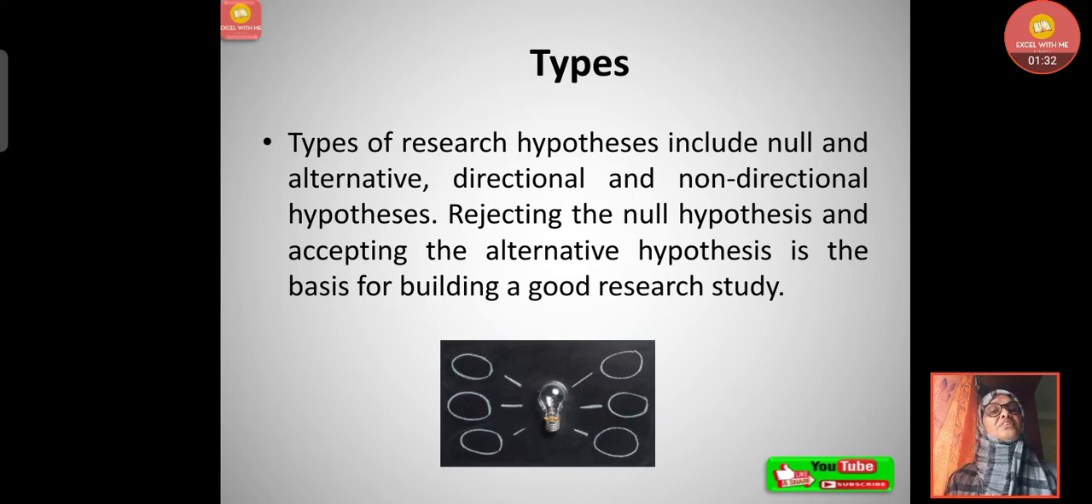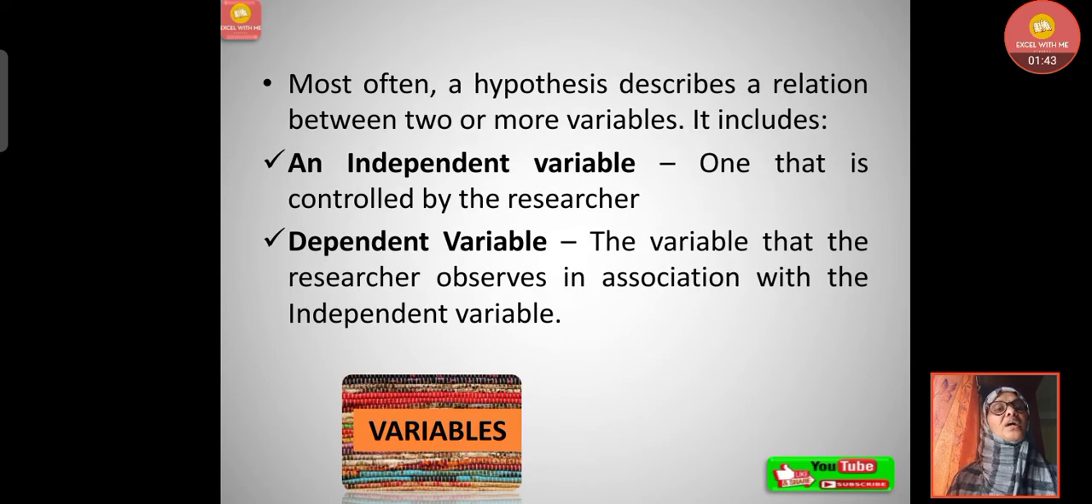Rejecting the null hypothesis and accepting the alternative hypothesis is the true basis for building a good research study. Let's understand clearly, most often a hypothesis describes a relationship between two or more variables. It includes an independent variable and a dependent variable. Already we understood in detail in the previous class about these variables. So an independent variable is one that is controlled by the researcher. Then the dependent variable is the variable that the researcher observes in association with the independent variable.